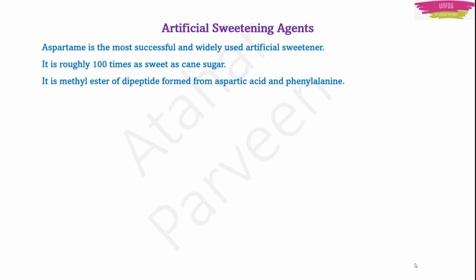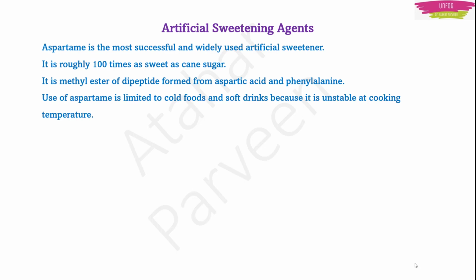You have to remember all these names. You cannot avoid these names, okay? The use of aspartame is limited to cold foods and soft drinks because it is unstable at cooking temperature. First of all, the drawback is that it is just 100 times as sweet as cane sugar, compared to saccharin, okay? And this aspartame, you cannot use it in cooking food because it will get unstable at that temperature. That's why you can use it directly in cold foods and soft drinks only.